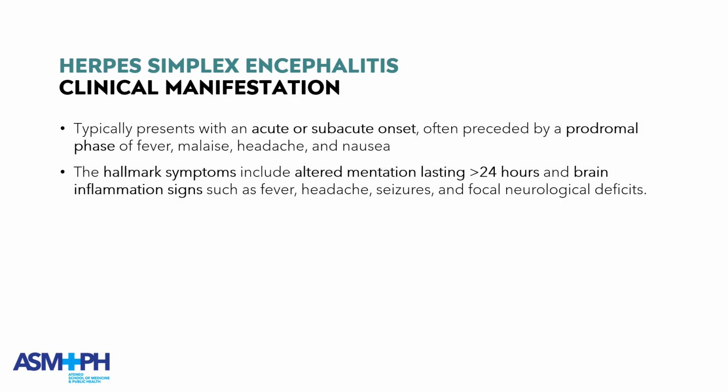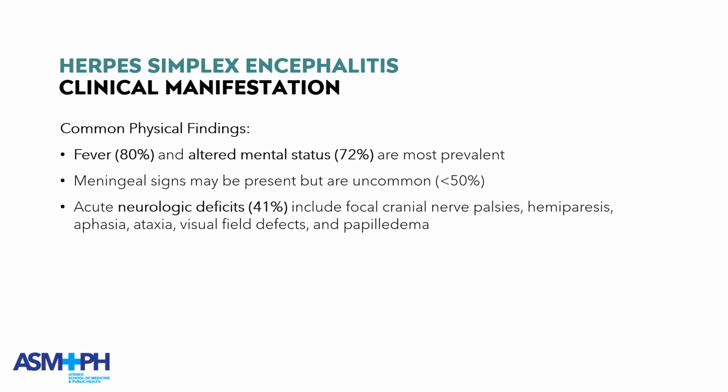So herpes simplex encephalitis may typically present with an acute or subacute onset, often preceded by a prodromal phase of fever, malaise, headache, and nausea. The hallmark symptoms include altered mentation lasting more than 24 hours and brain inflammation signs such as fever, headache, seizures, and focal neurologic deficits. Common physical findings: 80% will present with fever, 72% will present with altered mental status, and meningeal signs may be present but are uncommon.